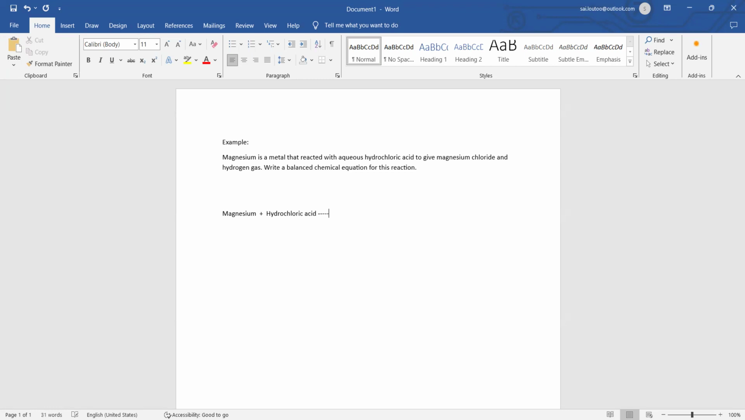to give me magnesium chloride plus hydrogen. So we have a word equation. The next thing we need to do is convert the words to symbols and formulae, right?